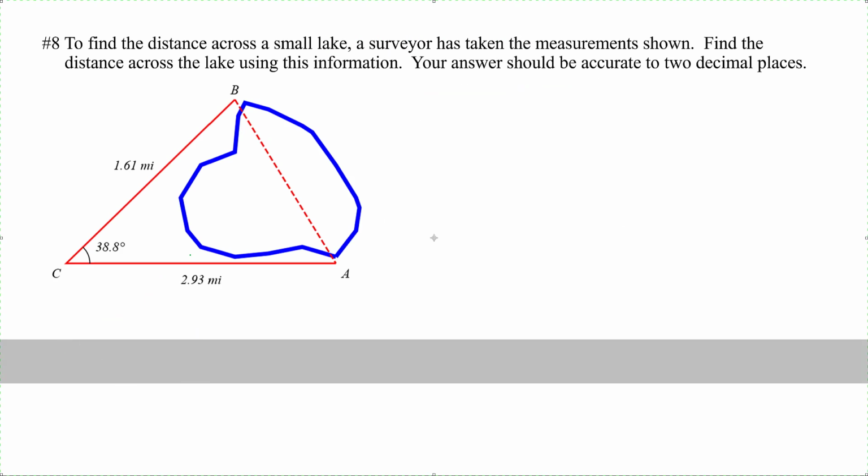And now we're going to use that law of cosines to solve this problem. We're going to find the distance across a small lake. A surveyor has taken the measurements that are shown in the picture here. We want to find the distance across the lake using this information, and your answer should be accurate to 2 decimal places. Okay, so let's see what we need to do here. Well, we're trying to find this distance right here.